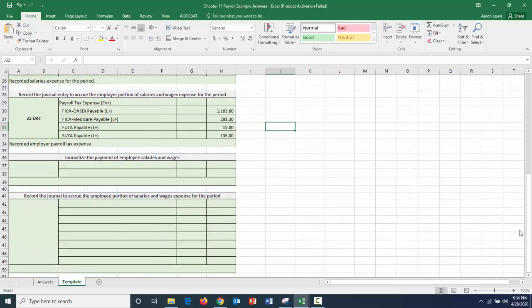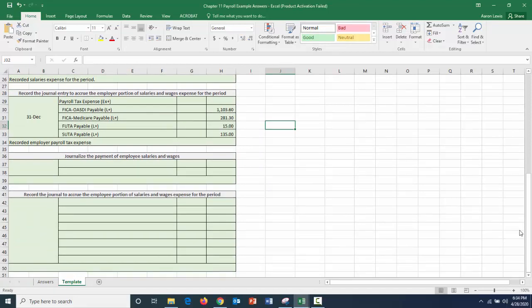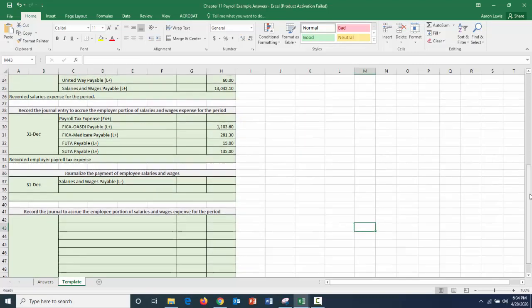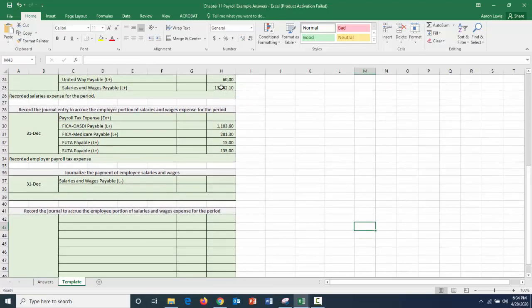Two entries left. First is to journalize the payment of employee salaries and wages. Well, this one's nice and easy. See, on December 31st, all we're going to do is take that salaries and wages payable liability off of our books. As we can see above, we put it on the books for $13,042.10. Well, that's what we're going to take it off for. And then we're going to have a credit to cash because we're actually paying it. So $13,042.10. We recorded the payment of salaries.